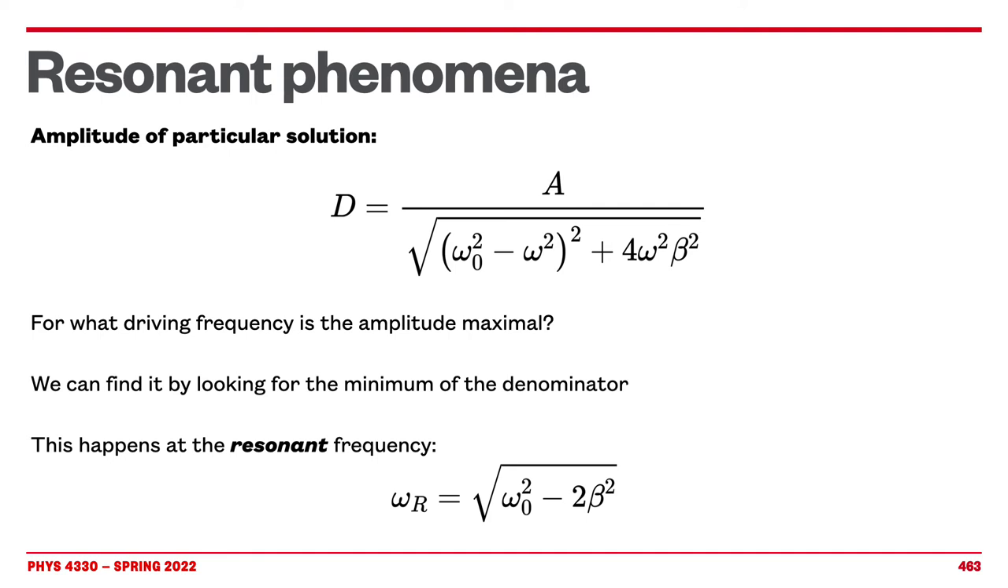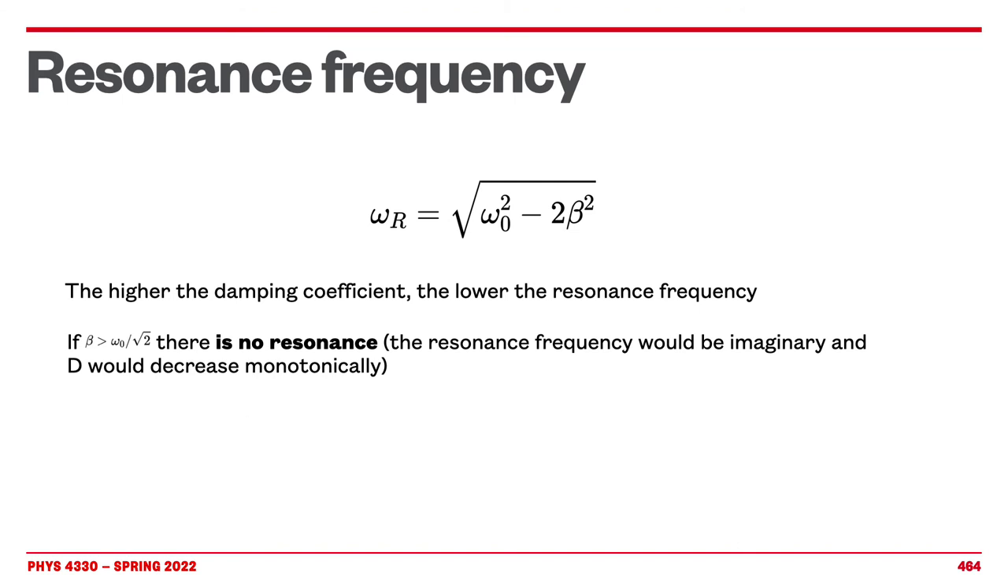So if you are driving your system at a frequency that's given by the equation here at the bottom of the slide, this is when you have basically maximum motion, maximum solution, maximum amplitude. So we call this a resonant frequency, omega r, omega 0 square minus 2 beta square. And then we see that this resonant frequency can be modulated by changing the damping. So if the damping is fairly large, not too large, but fairly large, so that omega 0 square minus 2 beta square is still a positive number, then the resonant frequency goes down.